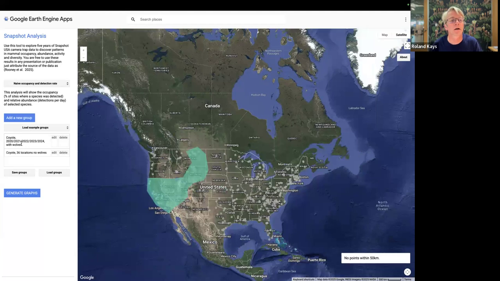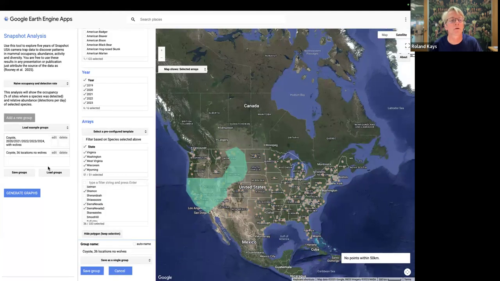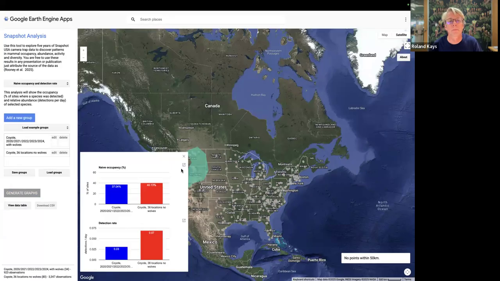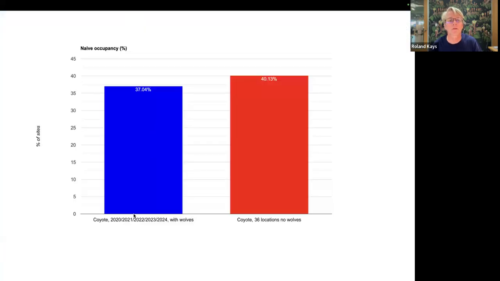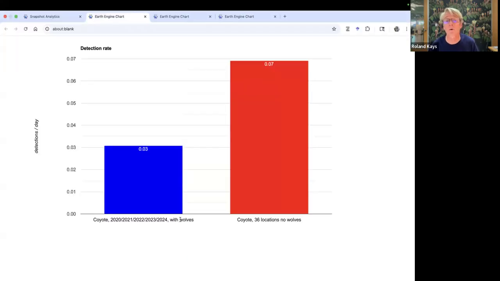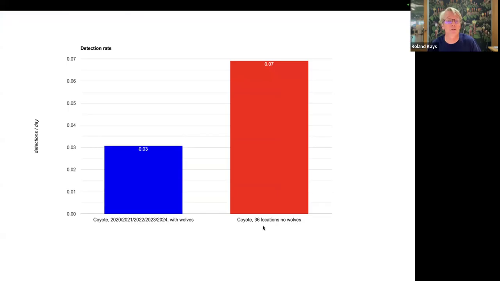So now we have all the years? Yeah, we had all years. I just didn't put it. Okay. So let's see. What do we get? Occupancy with wolves, without wolves, no big difference. Slightly higher without wolves, but not that much of a difference. Let's try detection rate. Oh, this is quite a bit different. Interesting. I wasn't quite sure what we'd get here. So with wolves, they have a lower detection rate. So they're in the similar number of places, but their activity is a lot lower where there are wolves.